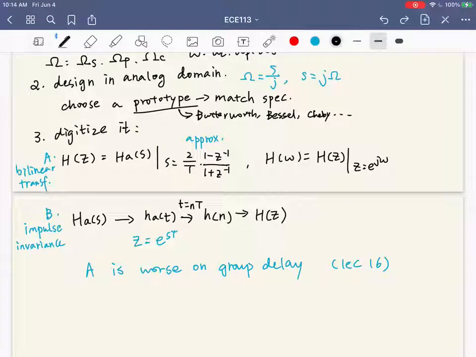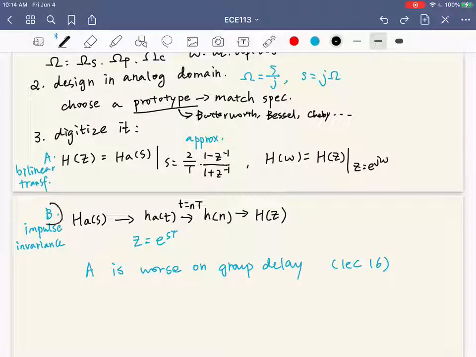And you can see that they are basically using different equations. For the bilinear transform, we finish the design in the S domain, and then we let S equal to something, and then we get the H of z, and then we turn the H of z into H of omega, so we get the DTFT of our filter. And that's it. We are all done.